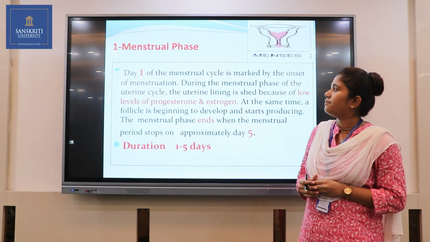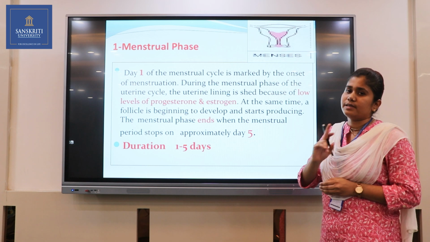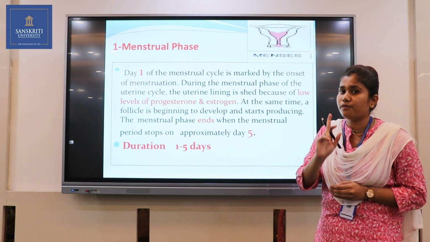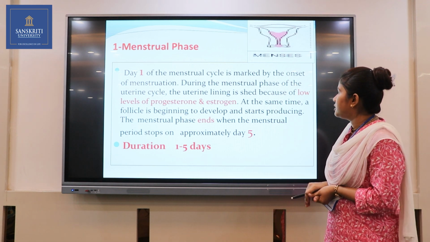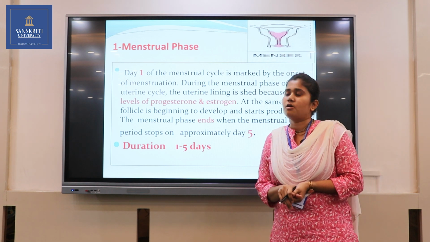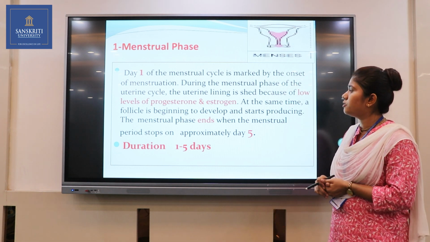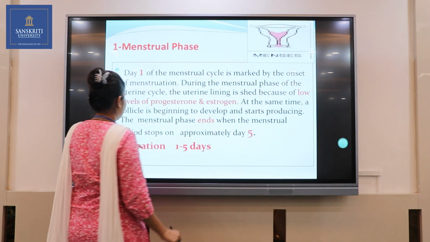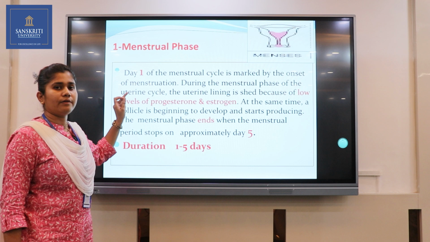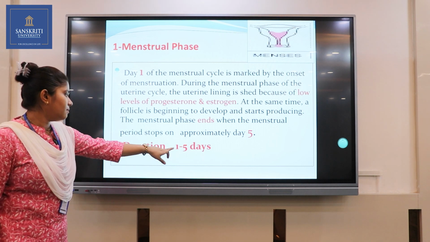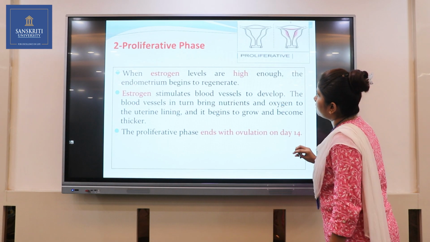The menstrual phase. Day 1 of the menstrual cycle is marked by the onset of menstruation. During the menstrual phase of the uterine cycle, the uterine lining is shed because of the low levels of progesterone and estrogen hormones. At the same time, the follicles begin to develop, and the menstrual period stops on approximately the 5th day. Okay, so we can say the duration of the menstrual phase is the 1st to 5th day. This is also called the menses or menstrual phase.